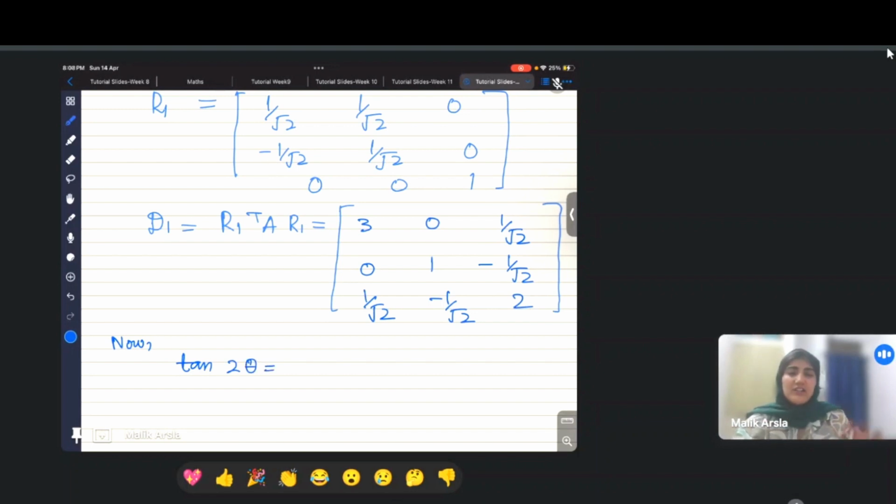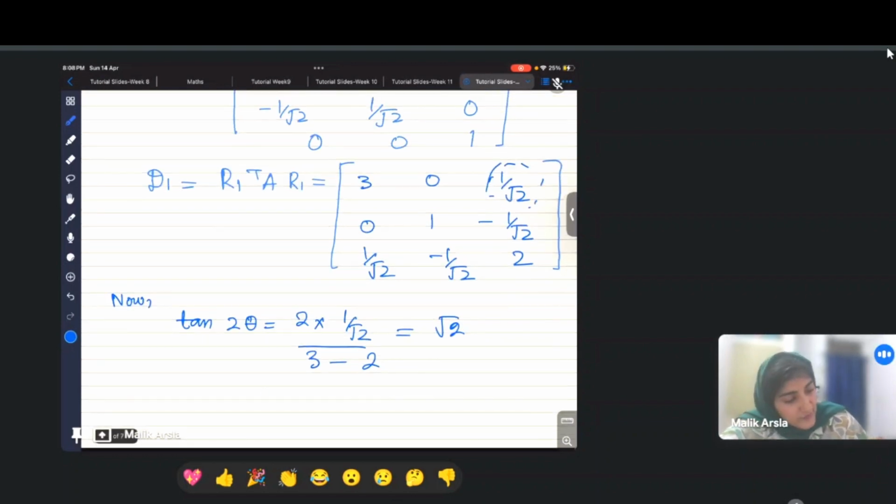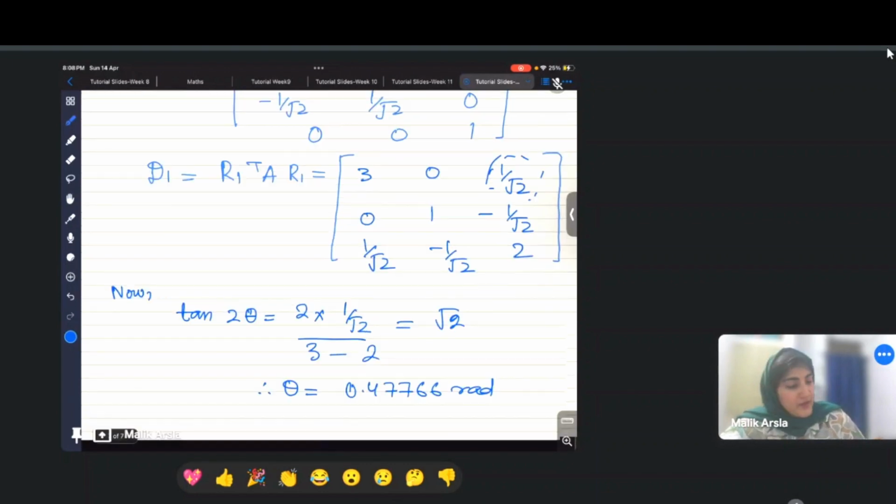I think basically both the methods will give eventually the same answer, but I'll still go through how you are doing it. So here tan 2 theta is 2 into, the largest off-diagonal entry being 1 by root 2, upon a11 minus a33, which is 3 minus 2. So it will be root 2. Now when you find theta on the calculator, it is coming out to be 0.47766 radian. It's in radians.